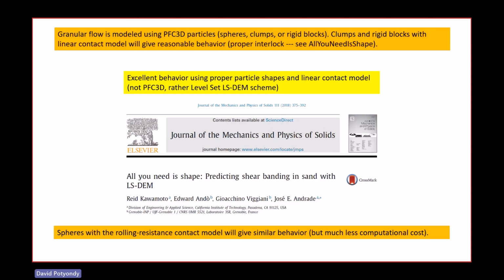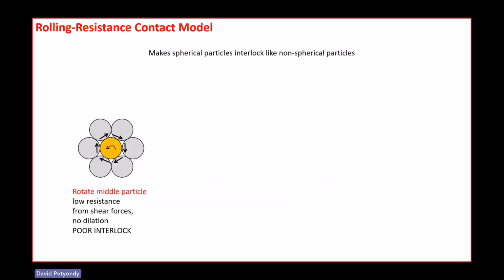So they have developed this special contact model that makes spheres dance as though they are not sphere shaped. And here's the idea of the contact model. First of all, it's called the rolling resistance contact model. So let's talk about the physical system here. There's a collection of spheres, and let's say it's a big giant packing of those, and we're going to look at one, and we're going to force it to rotate, okay?